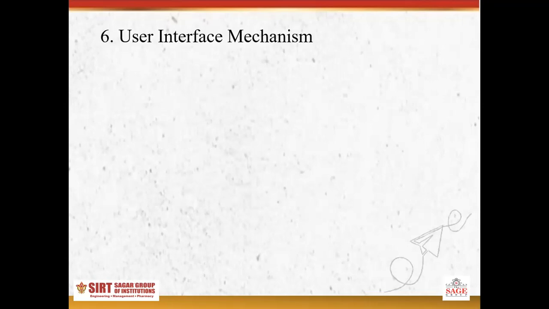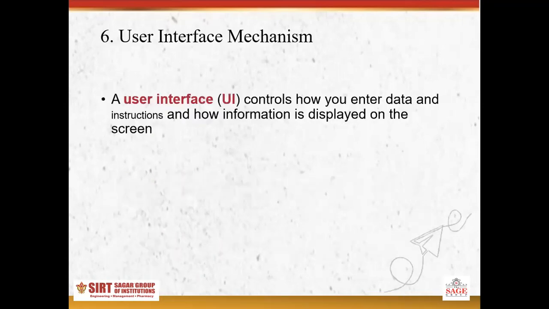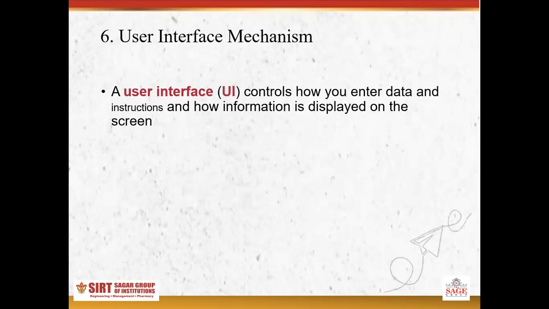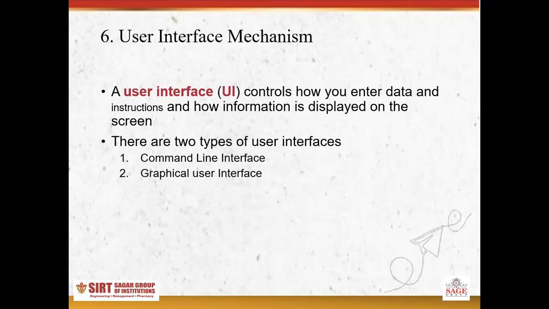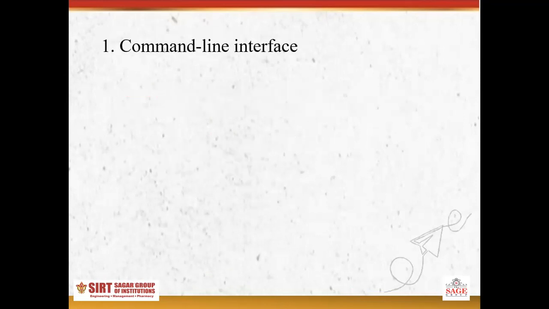Sixth mechanism, the user interface mechanism. This is also a function of the operating system. The user interface, UI, controls how you enter data and instructions, and how information is displayed on the screen. We all know that they are of two categories. Number one, command line interface. Number two, graphical interface.